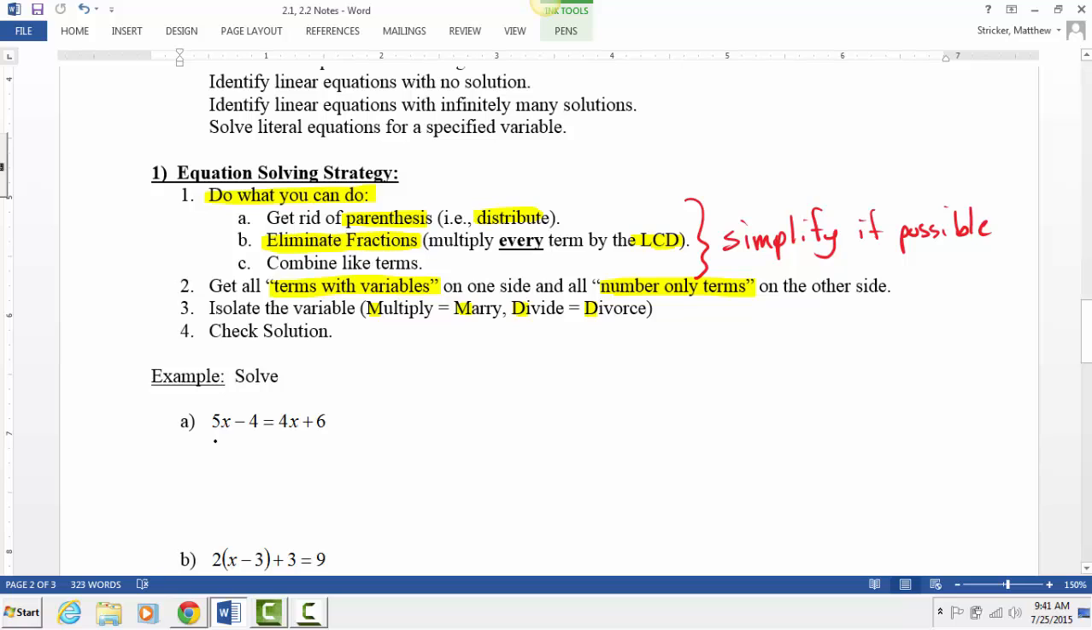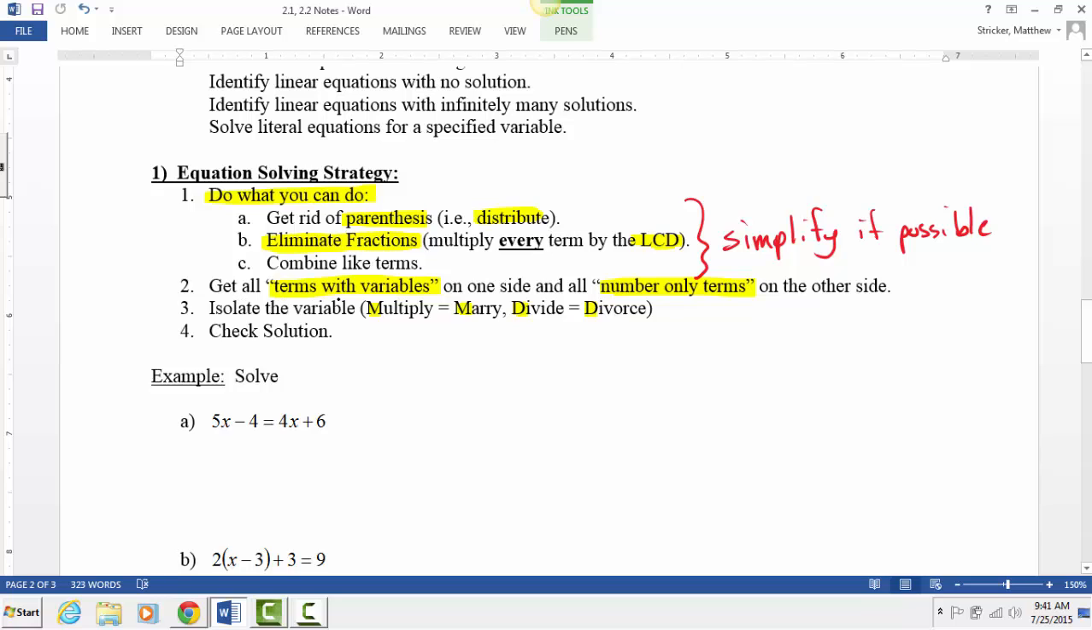So do what we can do in the first step. Is there anything here that we can simplify? Are there any parentheses? No. Are there any fractions? No. Are there any like terms on either side of the equation? Not really. We have an x term and a number term. X term, number term. So we can't do anything there, but what we can do is move on to step 2 and start to organize here.